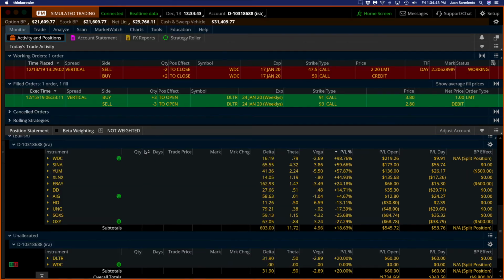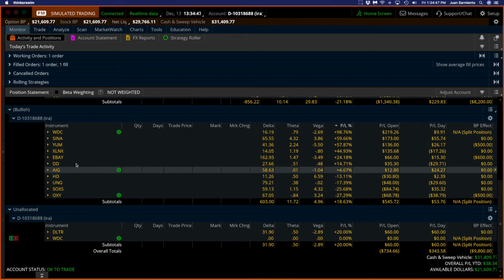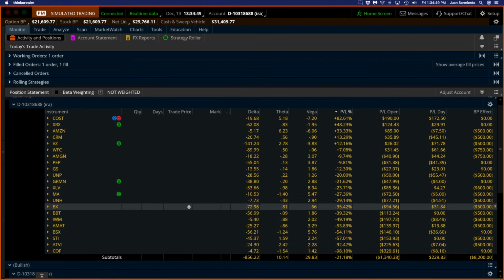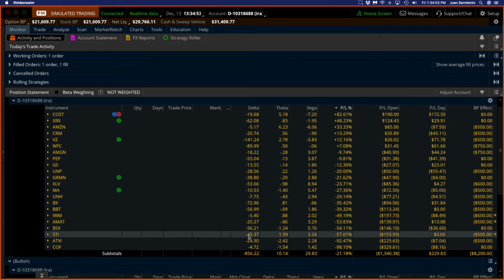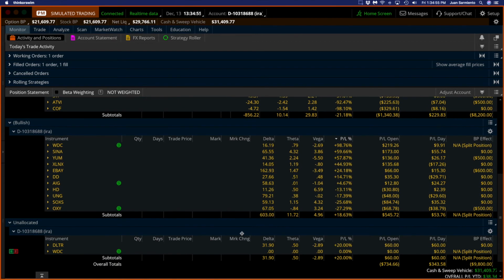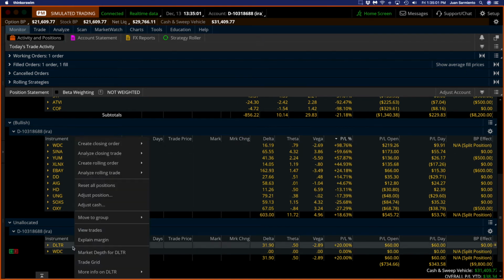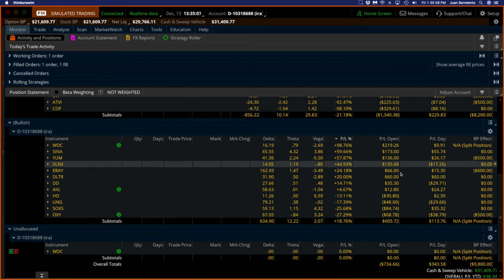Let me take this opportunity to arrange my sheet here. So we have the bearish trades and we have the bullish trades. Now we have more bearish than bullish. DLTR is a bullish, so then I move it to that group. Move to group bullish, and now we see that.